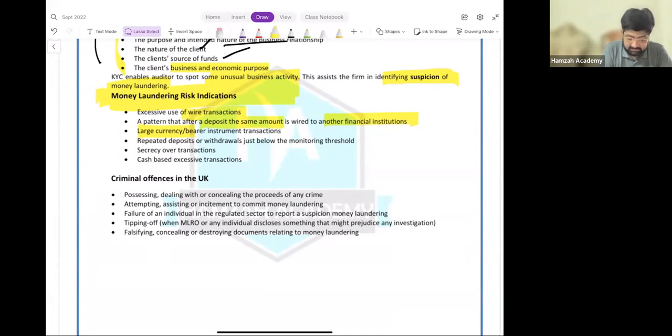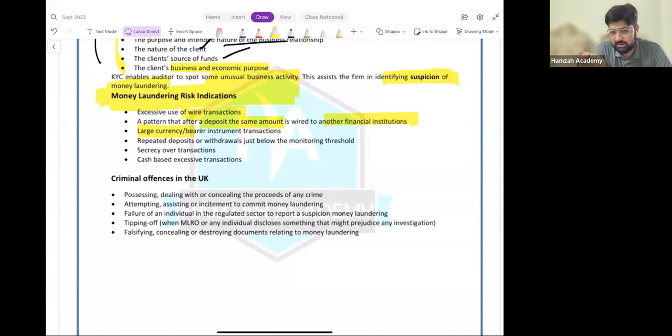Large bearer transactions. Now a bearer transaction is basically a transaction by check. Have you ever taken a check to the bank and cashed it at the counter? Tell me, any one of you? Although it is becoming old-fashioned now, if you have done it, do let me know. No one? Okay, 1 or 2% have done it.